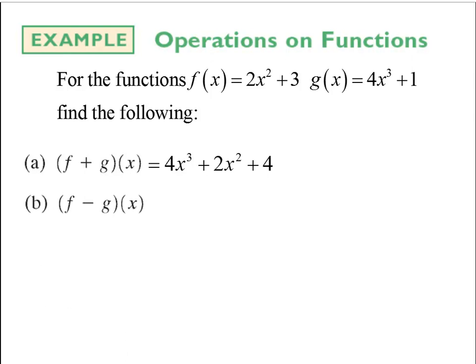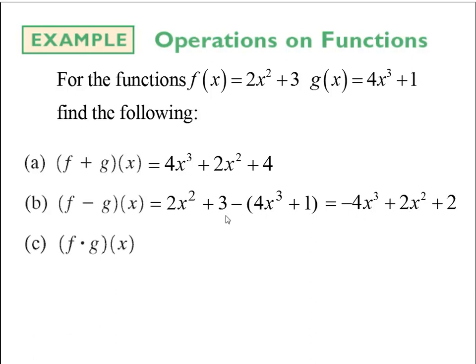And then if I subtract, right, I'm going to subtract the two functions. So I'm going to take f minus g. And the only thing to be a little careful of here is when I'm subtracting g, I distribute the negative sign, right, and I subtract every term in the g function. So I got 2x squared plus 3 minus 4x cubed plus 1. And so when I distribute, I get negative 4x cubed. I have the plus 2x squared. And then I get 3 minus 1, which is 2.